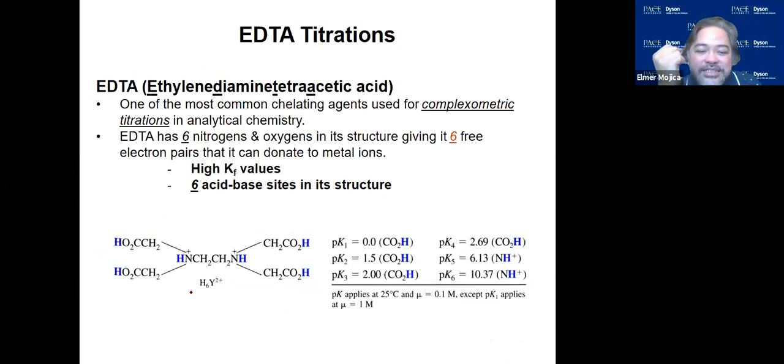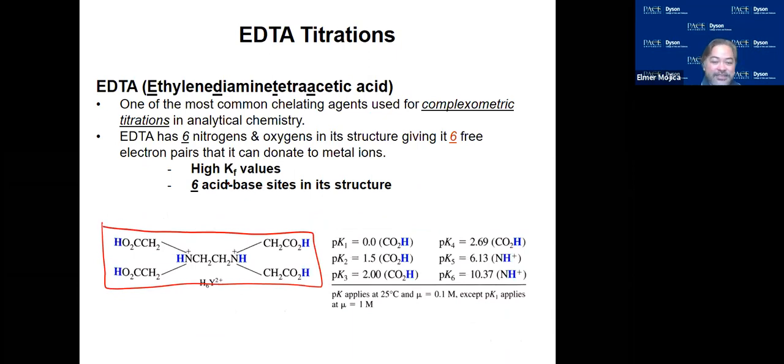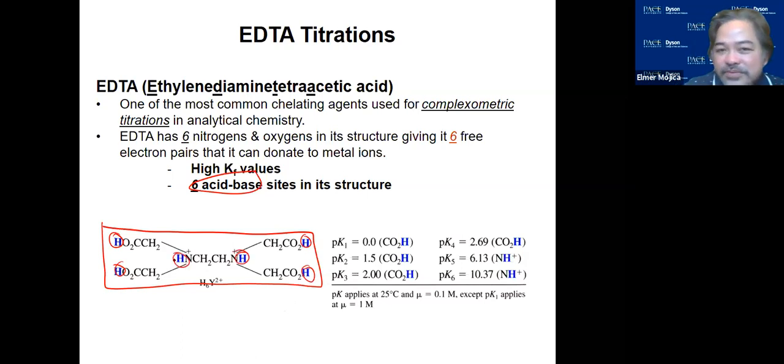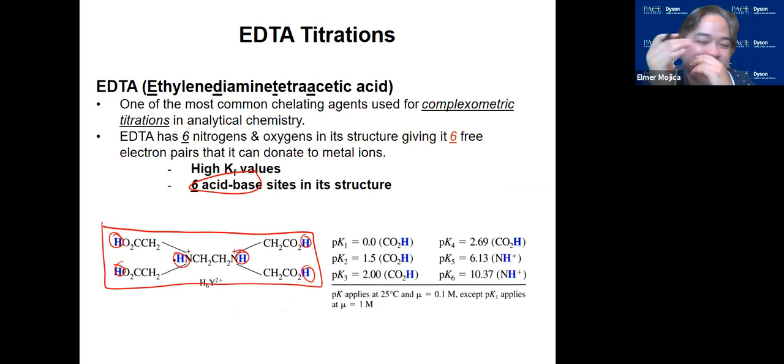So this is the structure of the EDTA. And based from it, you have 6 acid-base sites. Where are they? This one. So what can you say about them? From our lesson last week, they're similar to amino acids, right? They have the carboxylic acid, but the carboxylic acid is attached to the nitrogen, the amine.